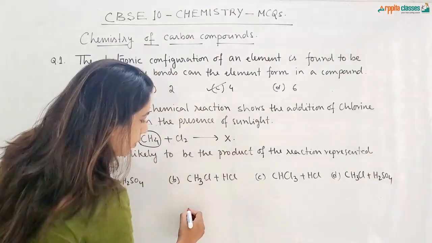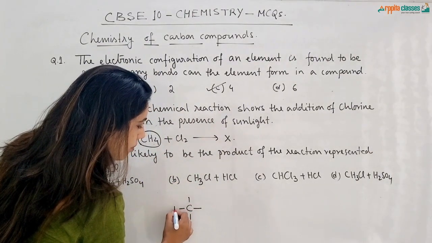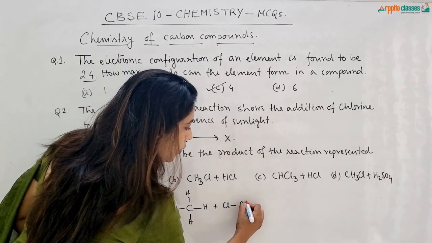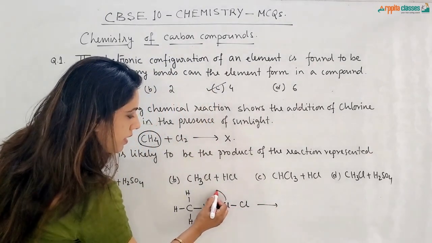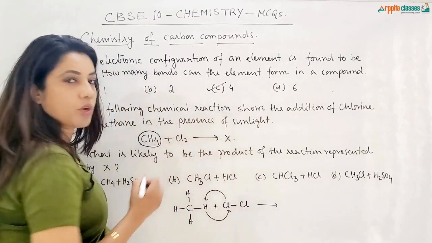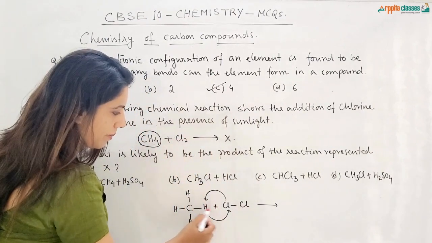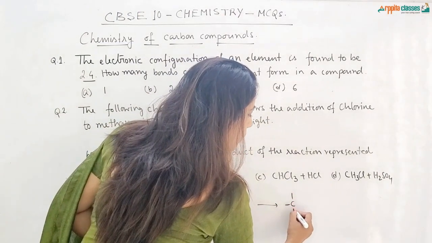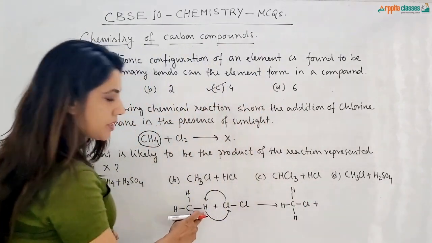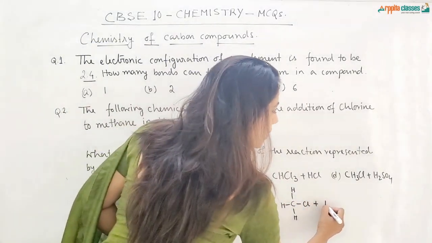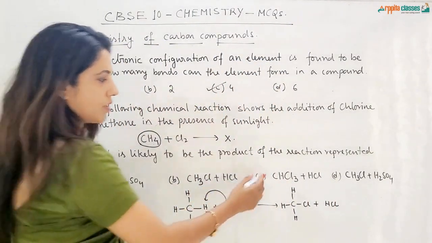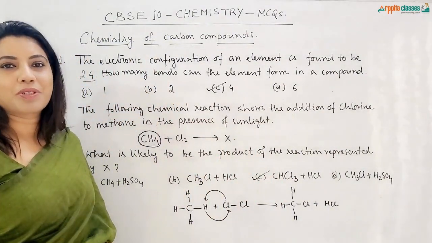Basically if I show you the reaction, this is the structural formula for methane and it is reacting with chlorine. I am writing chlorine like this. What happens is chlorine will substitute hydrogen from here and hydrogen will take the place of chlorine. So basically chlorine will come here and hydrogen will go here. So the product will be CH3. Here chlorine will come and the substituted hydrogen will combine with another chlorine to give you HCl. So the product is CH3Cl and HCl. So option C is the right option.